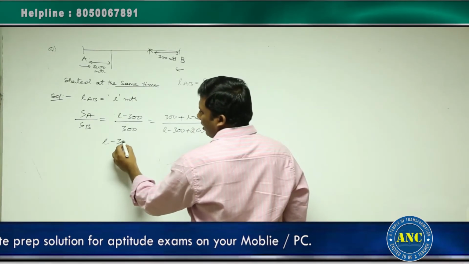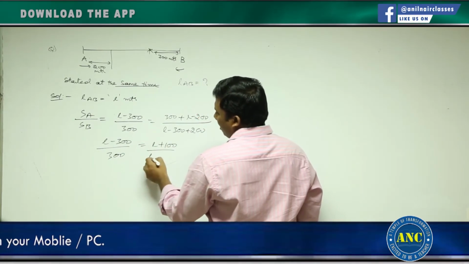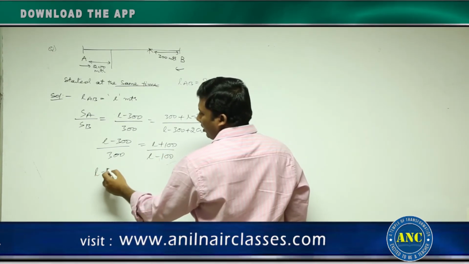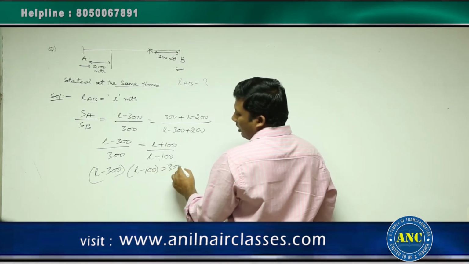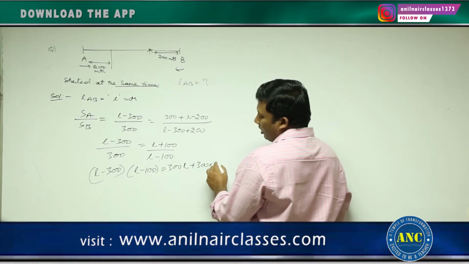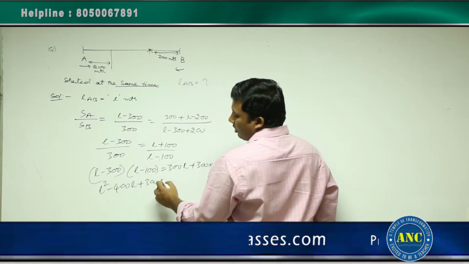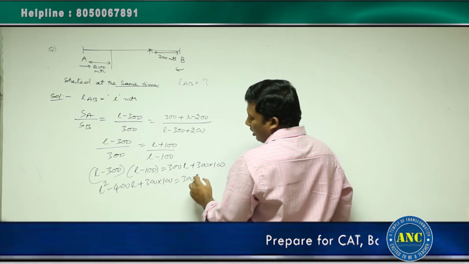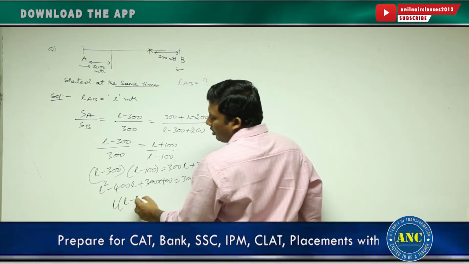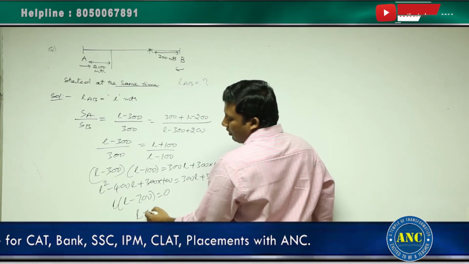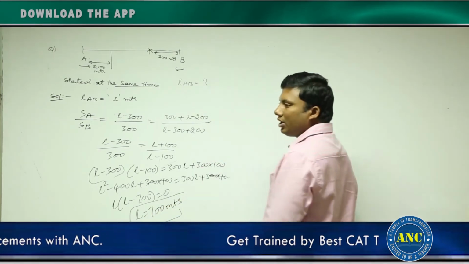So (L minus 300) by 300 is equivalent to (L plus 100) by (L minus 100). Then (L minus 300) into (L minus 100) is equivalent to 300 L plus 300 into 100. L square minus 400 L plus 300 into 100 is equivalent to 300 L plus 300 into 100. This cancels. L into (L minus 700) is 0. L will be 700 meters. Now there is an important conclusion.